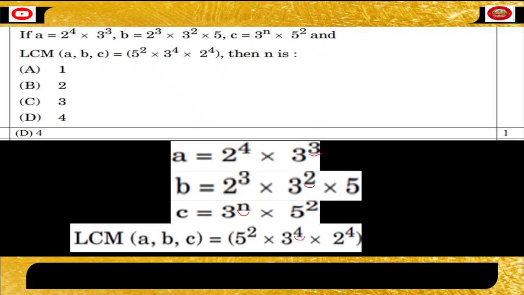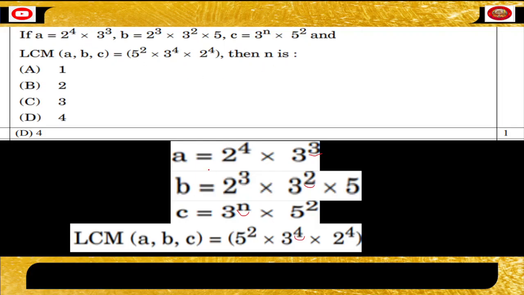First most important question: if A is equal to 2 raised to 4 into 3 cube, B is equal to 2 cube into 3 square into 5, C is equal to 3 raised to n into 5 square, and LCM of A, B, C is equal to 5 square into 3 raised to 4 into 2 raised to 4, then what is the value of n? They asked the value of n.